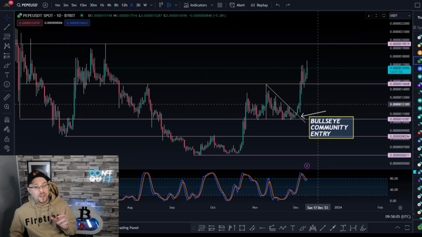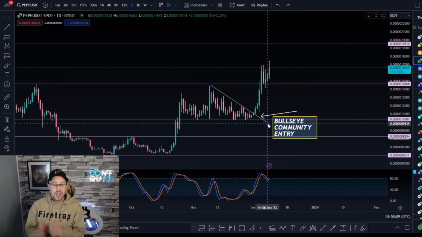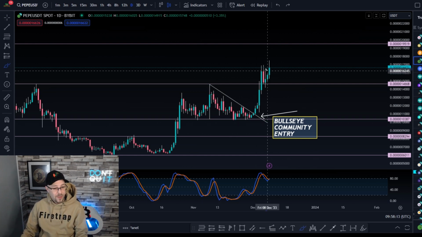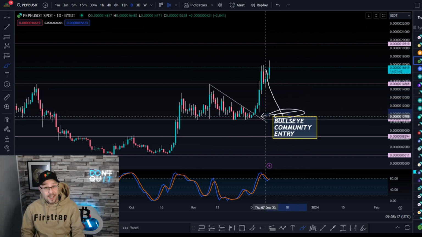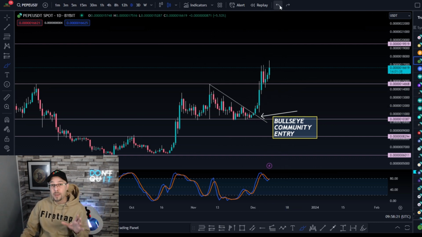This is the Pepe chart on the daily, trading against USDT. This is where the community entered. Now, it's all well and good entering. What happens if price pulls back to these points here? What happens if price pulls back to your entry point? All them gains, the 60% gains that you've made, you would have lost. So we need to protect ourselves. And that's what we're going to be talking about in this video.